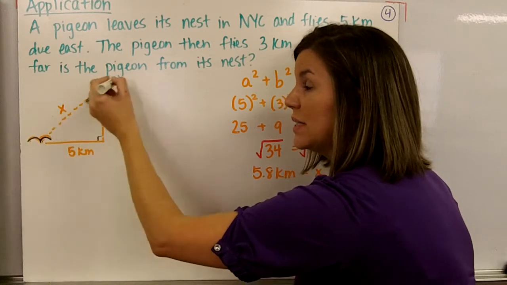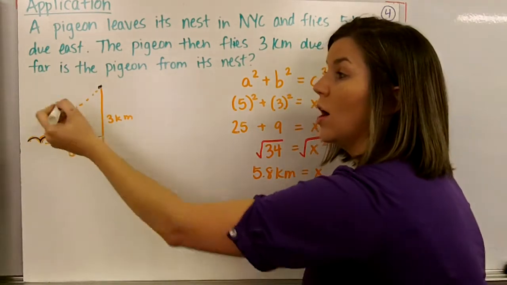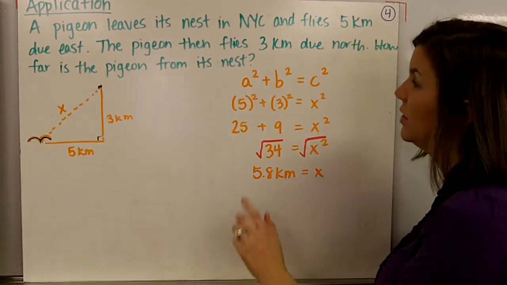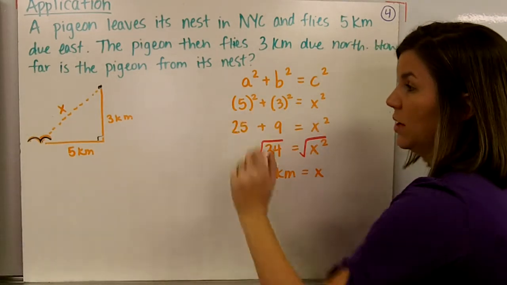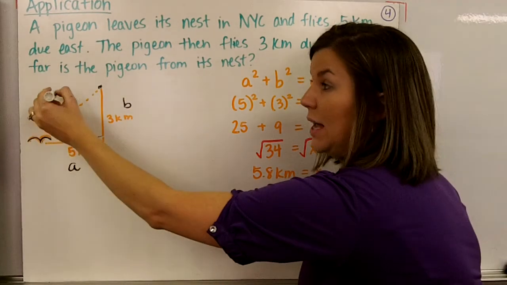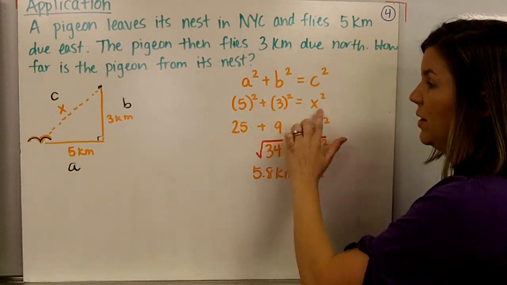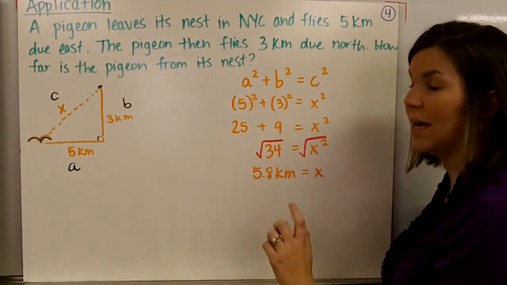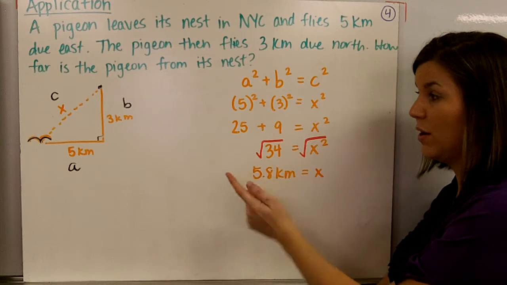So we're looking for this distance, and you can see it's opposite of our right angle, so we're looking for our hypotenuse. A squared plus B squared equals C squared is the Pythagorean theorem. 5 squared, because here's 5. That can be A or B, so we're going to call it A. And 3 is B. X is our C. So 5 squared plus 3 squared equals X squared. 5 squared is 25. 3 squared is 9. And our C, we said, is X. X squared is X squared.